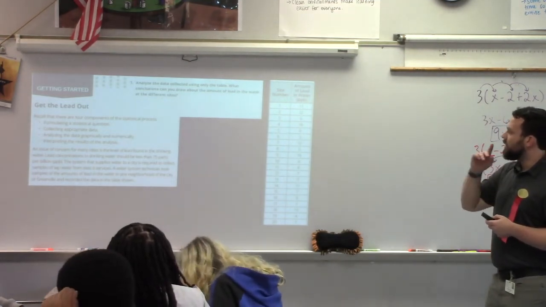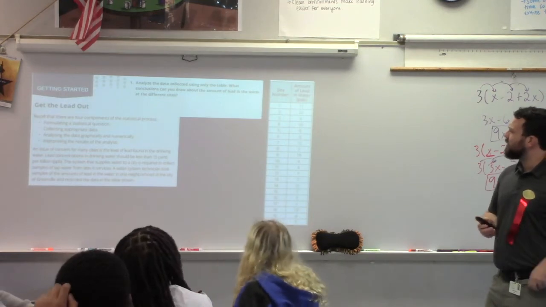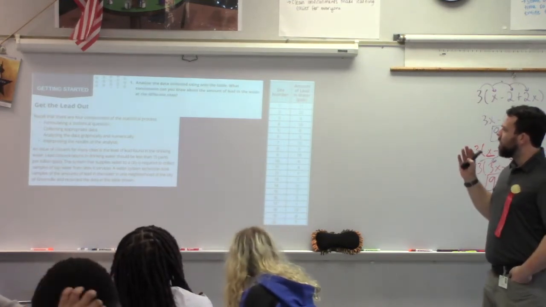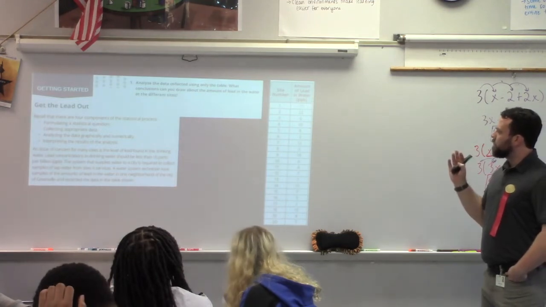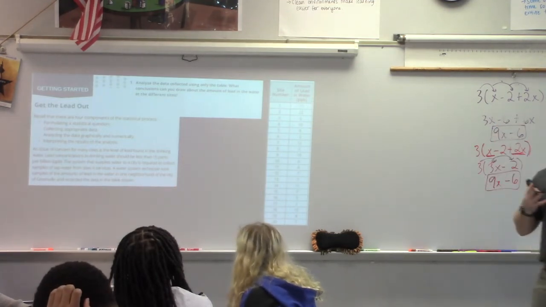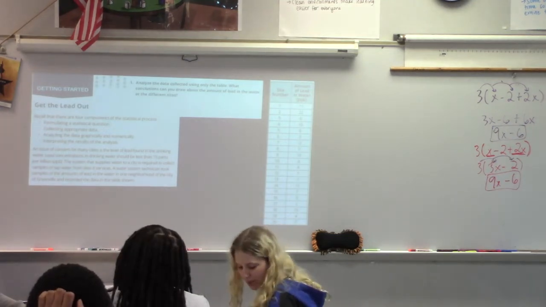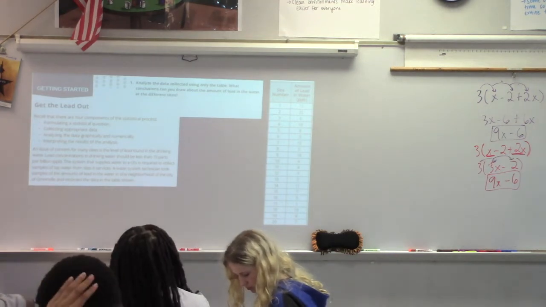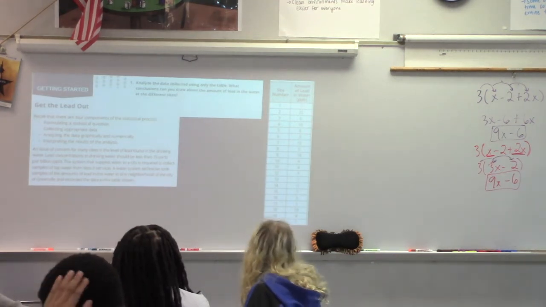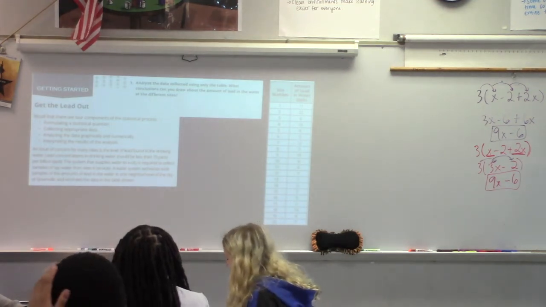Okay, we started on this yesterday. We analyzed the data collected using only the table. We talked about the 4 different features that we should talk about in general when it comes to numerical data, didn't we? So mean, median, and mode were a measure of something. It starts with a C. Did we not talk about center? Measure of center. So we just talked about mean, median, mode.